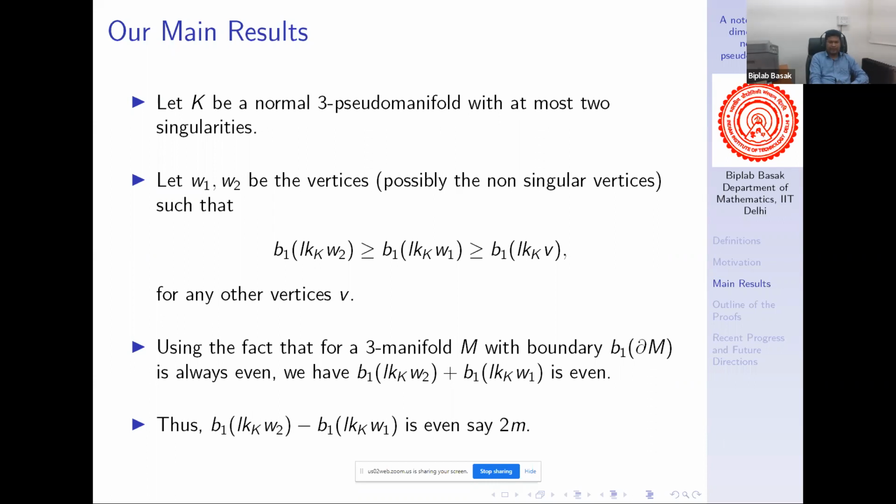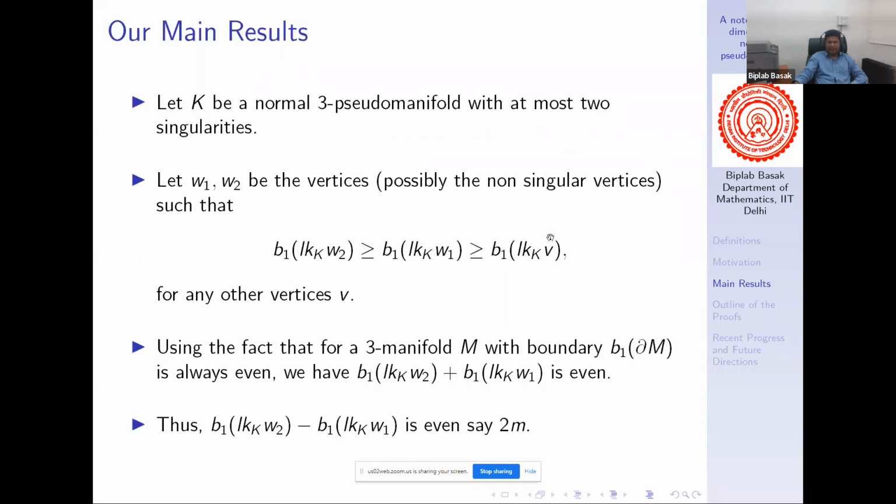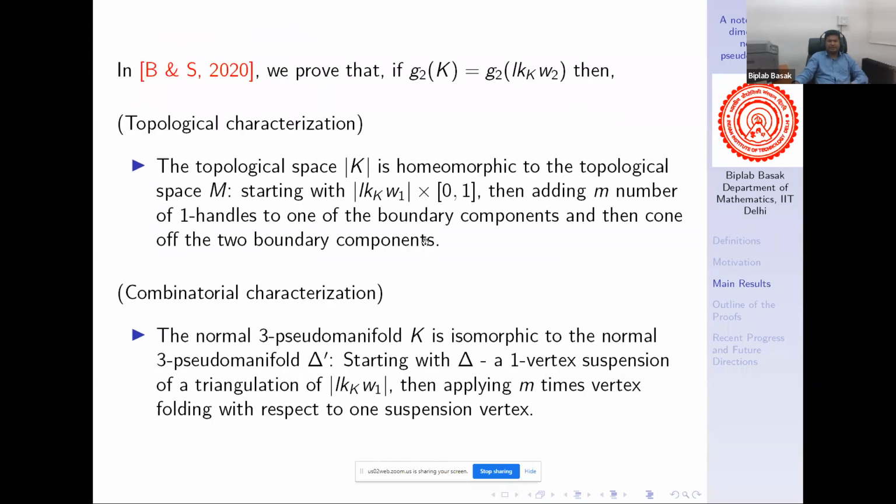So now we prove that if K is a normal three pseudo manifold and G2 of K is equal to G2 of link of W2, where this satisfies this condition, we call K a normal three pseudo manifold with relatively minimal G2. So if K satisfies this condition, then we characterize K in terms of combinatorial and also topological. So topologically, this complex, that is the topological space geometric carrier of K, is homeomorphic to the topological space M.